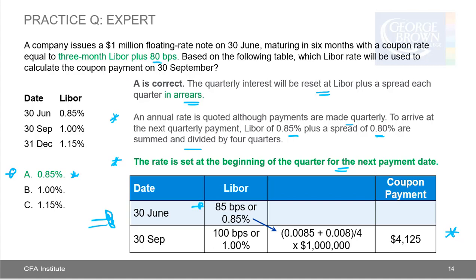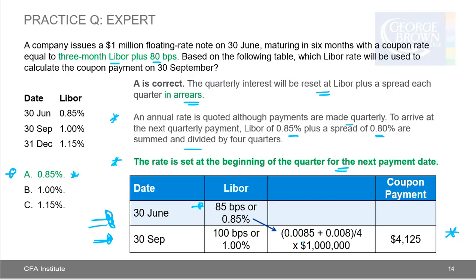So that's the spread. The spread never changes. The 80 basis points, LIBOR does change. So when we're looking at this payment here on the 30th of September, even though the LIBOR rate was 1%, to calculate the coupon payment for 30th of September, we're using the LIBOR rate at 30th June, in arrears, or at the beginning of the period.